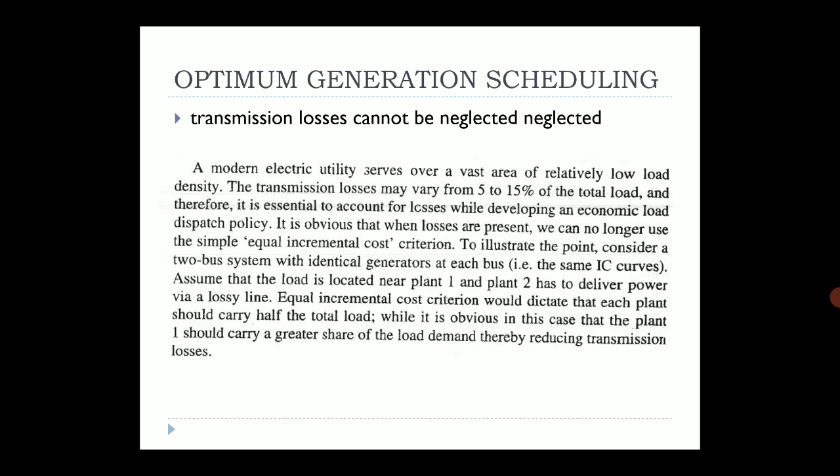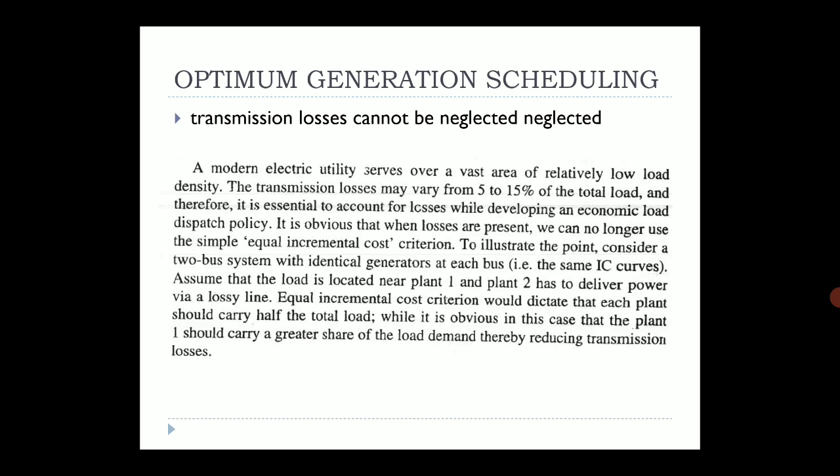What is this equal incremental cost criterion? It is that lambda. If you remember, that is the equal incremental cost criterion. That is, the incremental cost should be the same, and then it will be equal to lambda. To illustrate the point, consider a two bus system with identical generators at each bus. That is, they have the same incremental cost curves. Assume that the load is located near plant 1 and plant 2 has to deliver power via a lossy line.